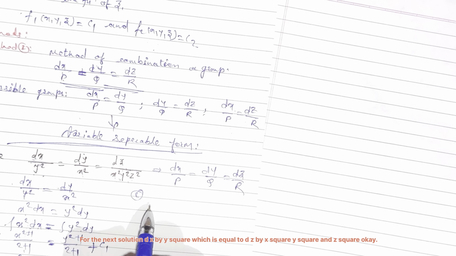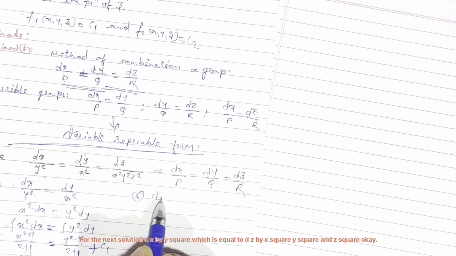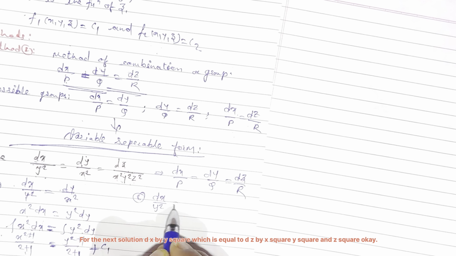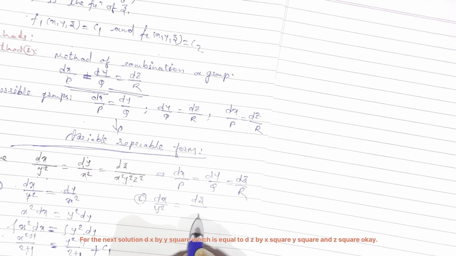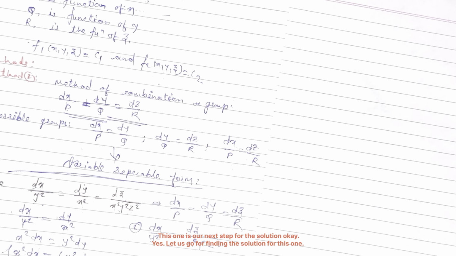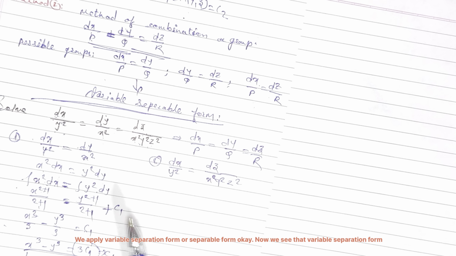For the next solution, dx by y square is equal to dz by x square, y square and z square. This one is our next step for the solution. Let's go for finding the solution for this one. We apply variable separation form or separable form.